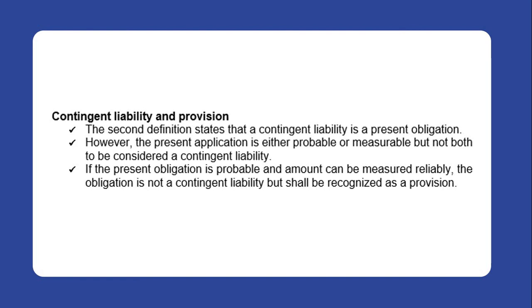So, class, the two requirements for a liability to be recognized are that it must be both probable and measurable. When it is both, then it should be recognized as a provision. But if it is only one of them, though probable but not measurable, then it cannot be considered a provision. Or measurable but not probable, it cannot be considered a provision. And that is a contingent liability.